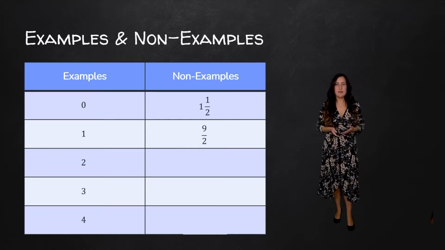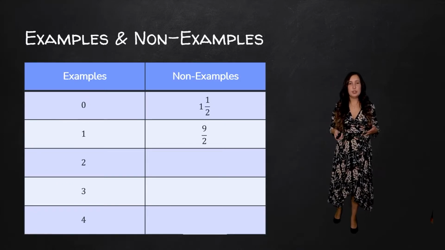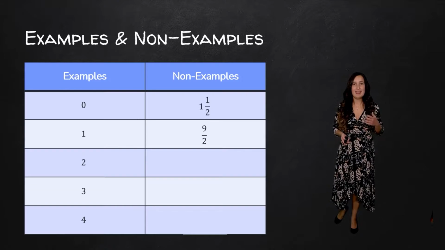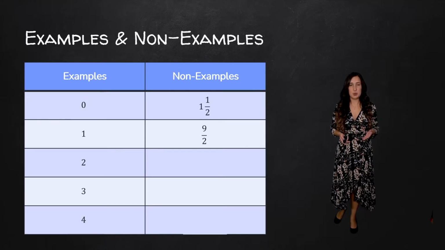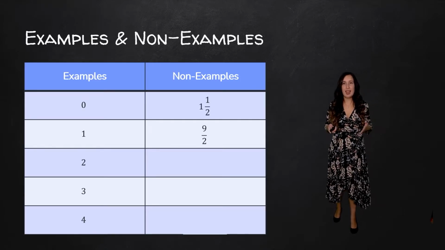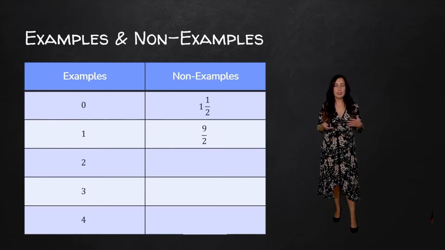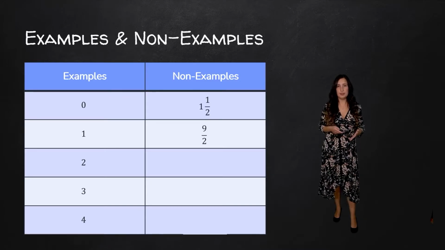Here we also have 9/2. 9/2 is an improper fraction that does not simplify to a whole number. I can rewrite that as a mixed number, however, it's not going to give us an exact whole number. Therefore, it is not a whole number.